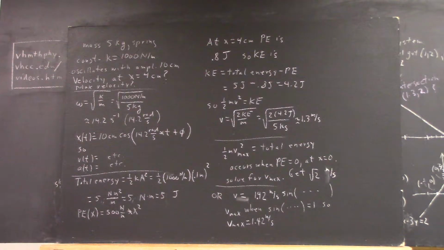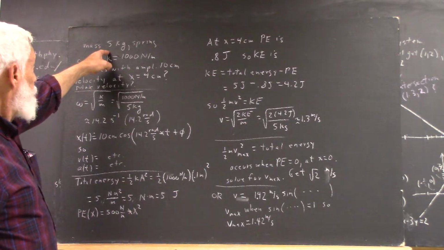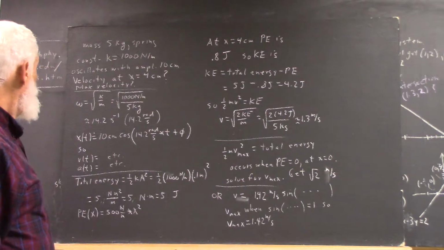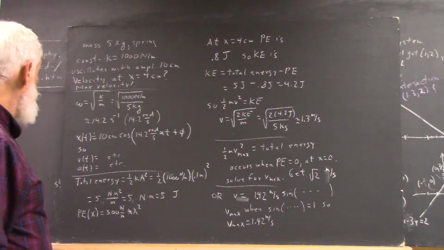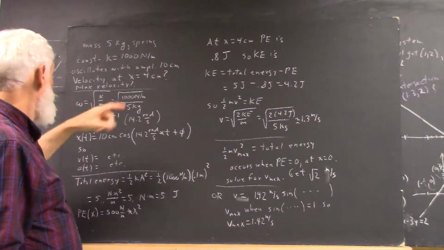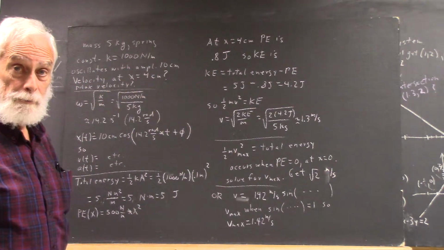So let's apply some of the relationships that we've derived. Let's say we have a mass of 5 kilograms, spring constant K equals 1,000 newtons per meter, oscillating with an amplitude of 10 centimeters. And we want to know what the velocity is when x is 4 centimeters and what the maximum velocity is. Okay?